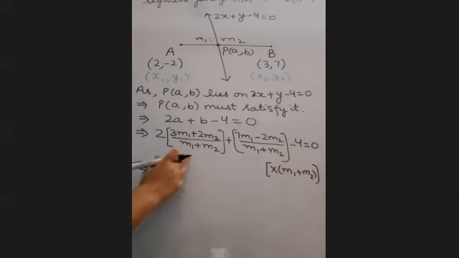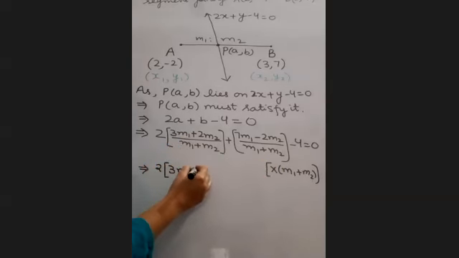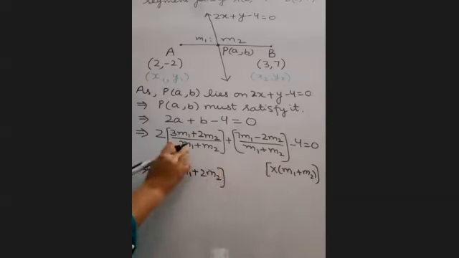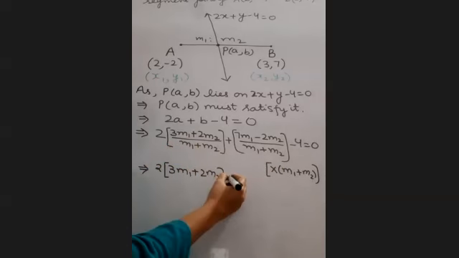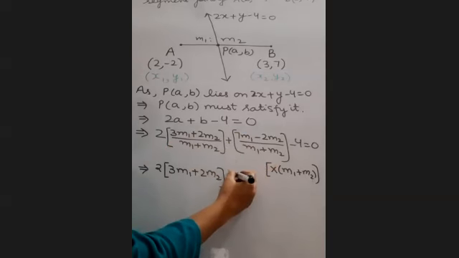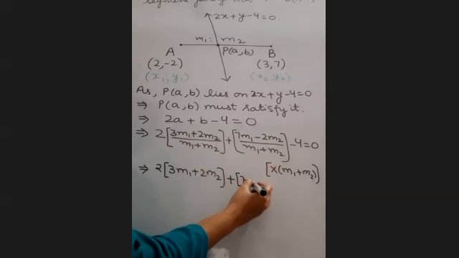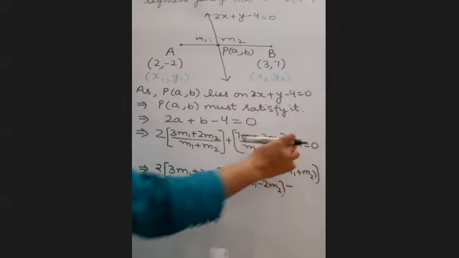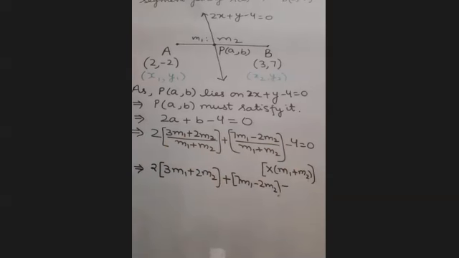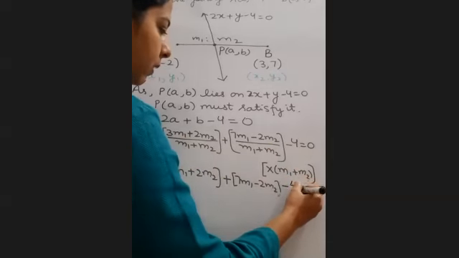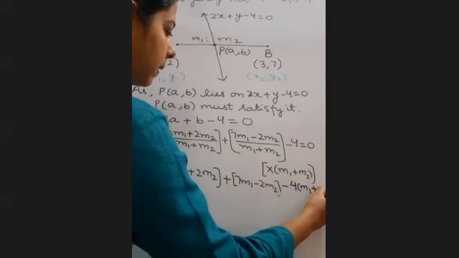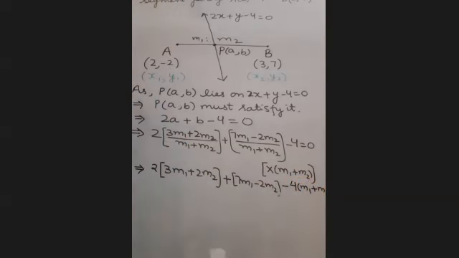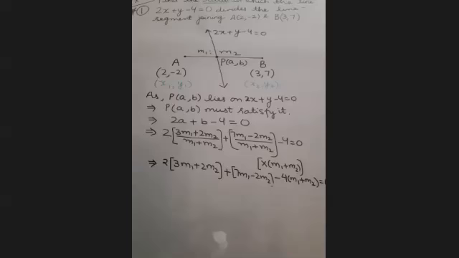That will give me 2 times (3m1 + 2m2), because the denominator will get cancelled. Likewise here the denominator will get cancelled, so it is (7m1 - 2m2). And what about this 4? It is 4 into (m1 + m2), which gives us 0.